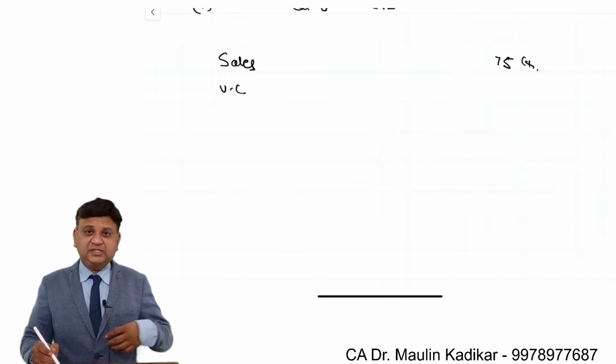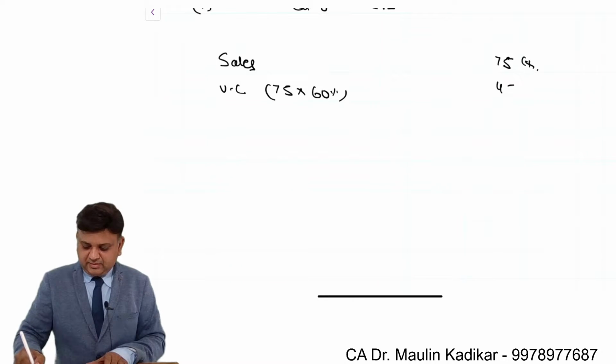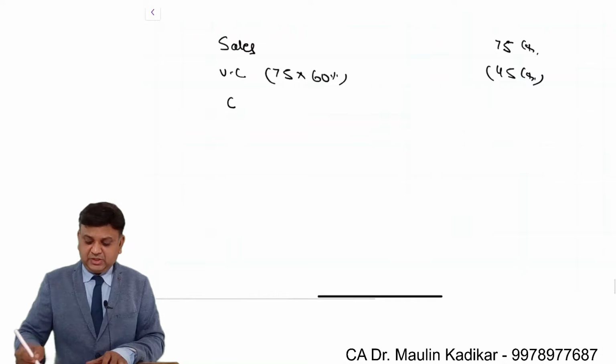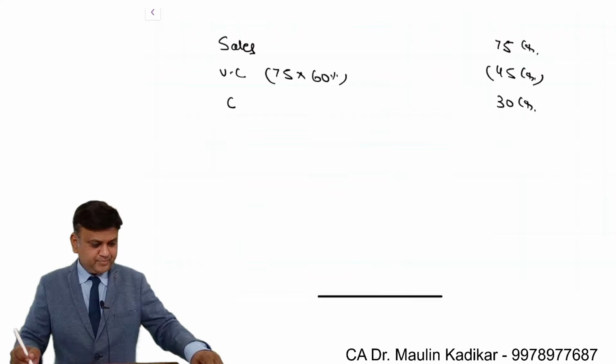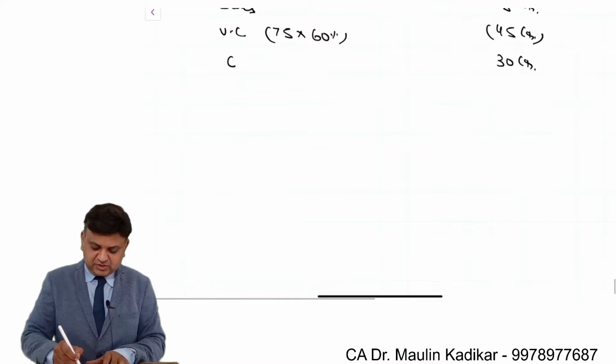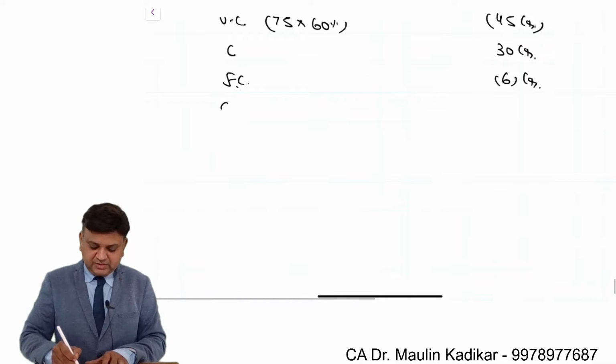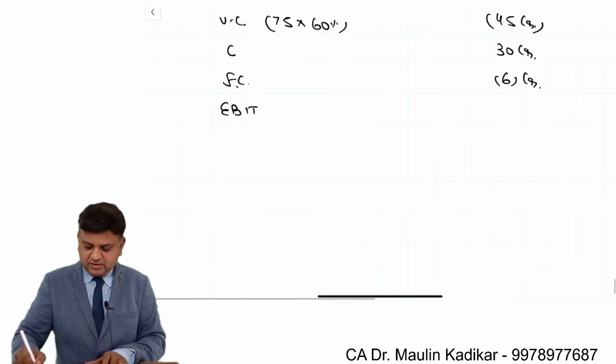Variable cost is given as 60% of the revenue. So 75 into 60% comes to 45 crore. So contribution is 30 crore. The amount of the fixed cost excluding interest is given as 6 crore. So that will give us earning before interest and taxes. It is 24 crore.